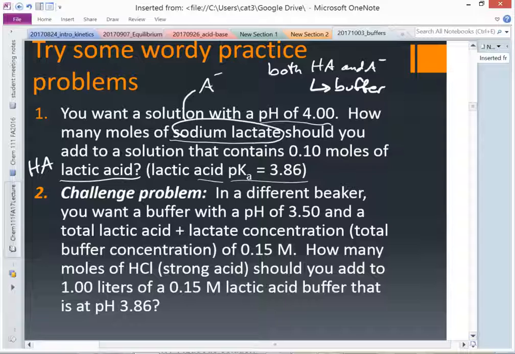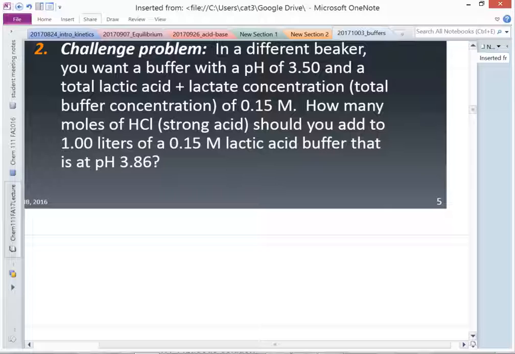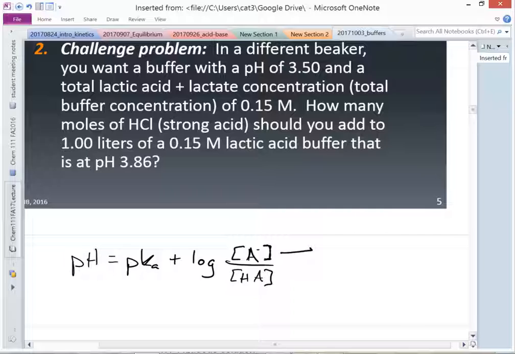Great question. Don't we need the concentration? You just gave me moles here. I'll come back up in a second, but let me work Henderson Hasselbalch here. Henderson Hasselbalch was pH equals pKa plus log of A minus over HA. What are the units for A minus? Yeah, moles per liter. Fantastic. So moles of A minus over liter of solution in particular.